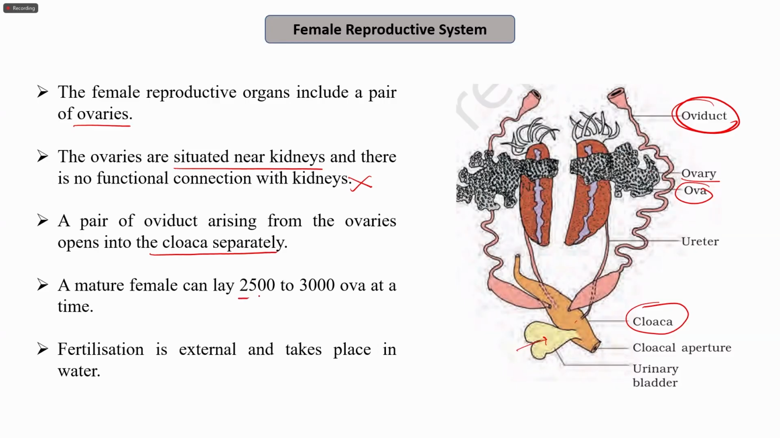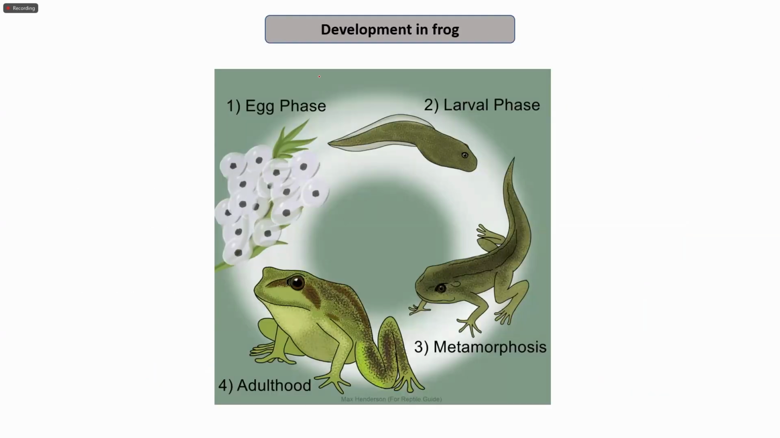A mature female can lay 2,500 to 3,000 ova at a time, and fertilization is external. We know that ova are released outside in the water, and sperm is also released in the water, and fertilization takes place externally in the water. So fertilization is external. Next is the development. I think I said internal, but fertilization is external. That takes place in the water.